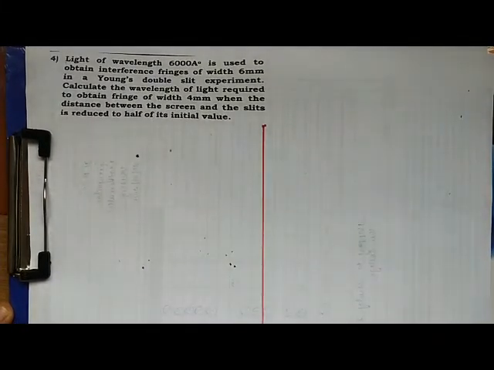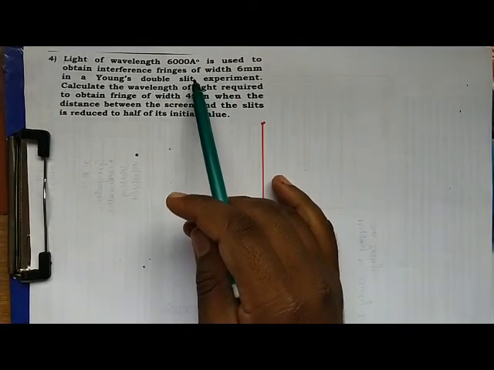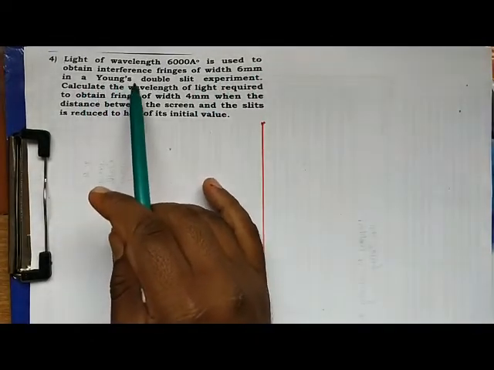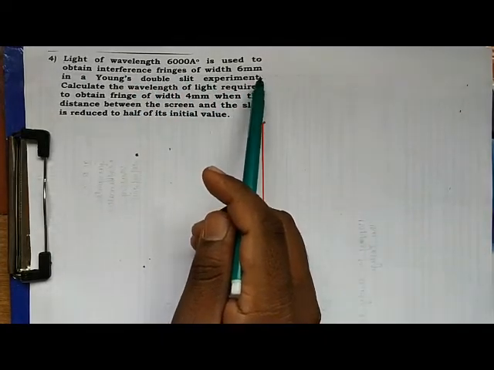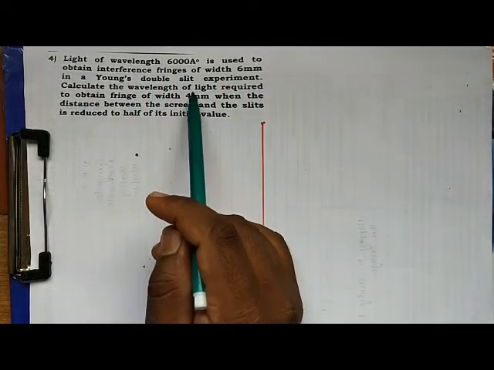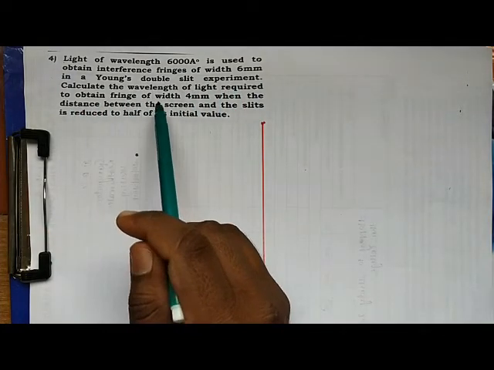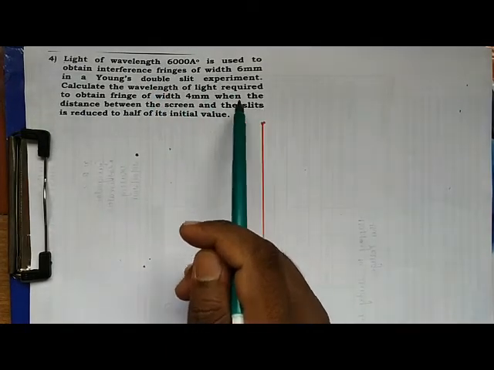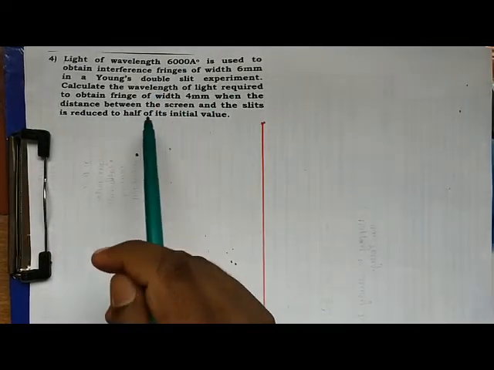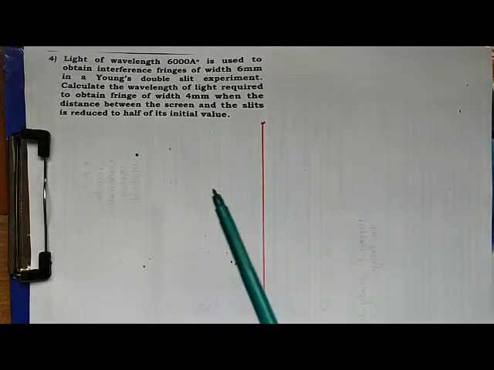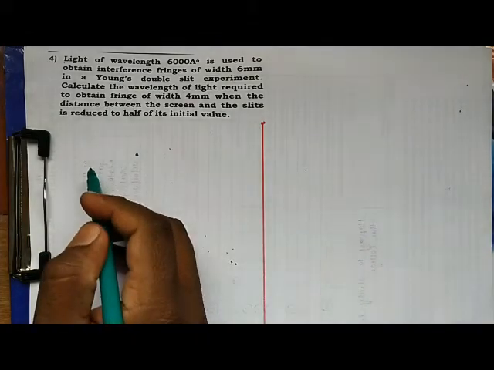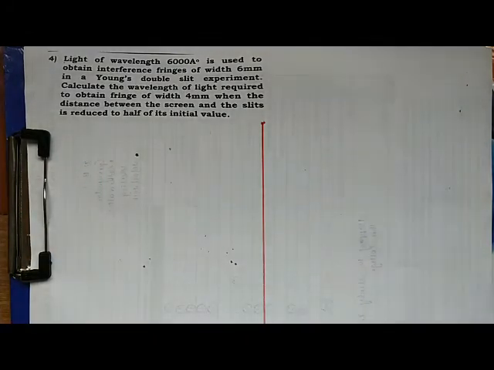Read the given numerical. Light of wavelength 6000 angstrom is used to obtain interference fringes of width 6 mm in a Young's double slit experiment. Calculate the wavelength of light required to obtain a fringe width of 4 mm when the distance between the screen and the slits is reduced to half of its initial value. Once again, this is a similar version to the previous problem we solved.